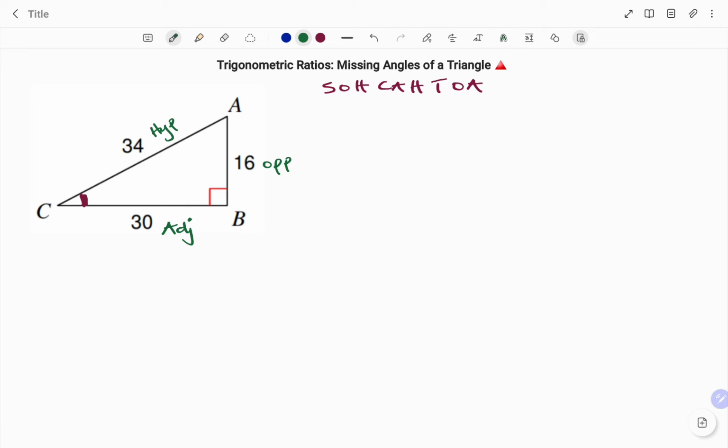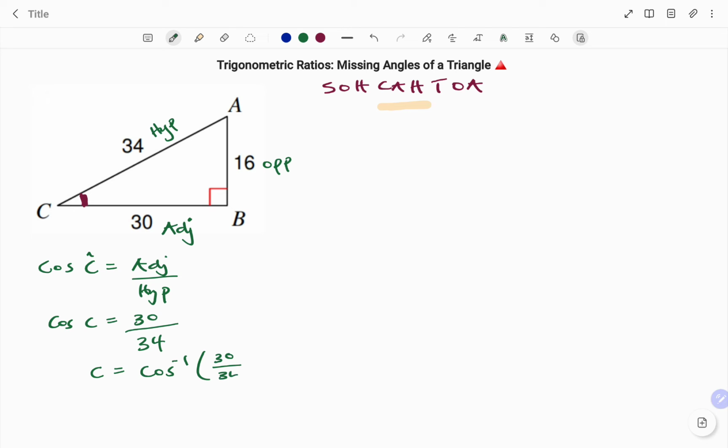So in this example, because C is my reference angle, this time around I'm going to use cos as the trig ratio. So I have cos C equals, cos is adjacent over hypotenuse. I have cos of angle C equals, adjacent is 30 and hypotenuse is 34. To find C, I'm going to move my cos to my right hand side. It becomes arc cos of 30 divided by 34. Therefore, the value of C, the arc cos, is the second function of your cos button on your calculator, and that will give you 28.07 degrees.